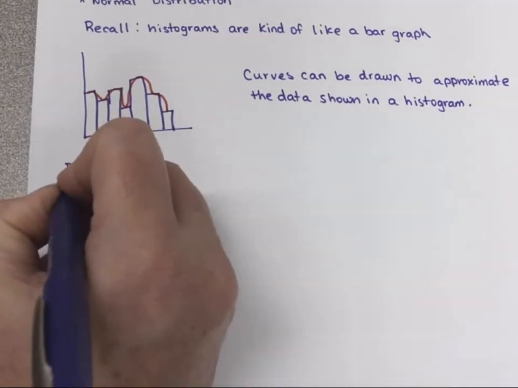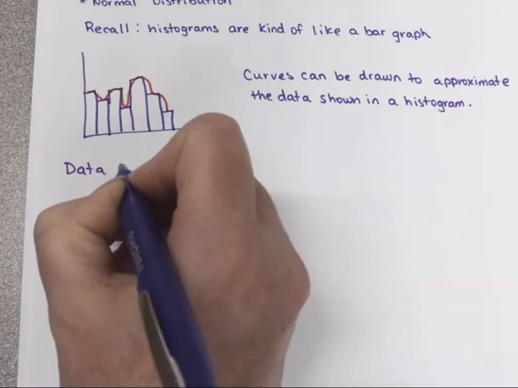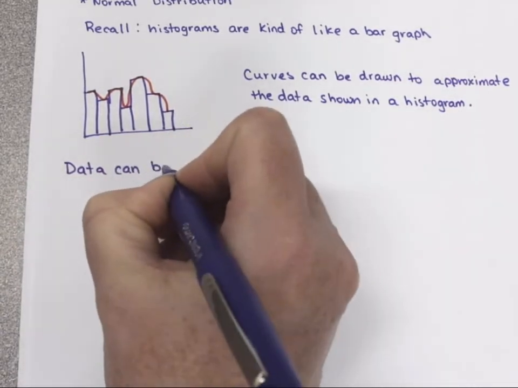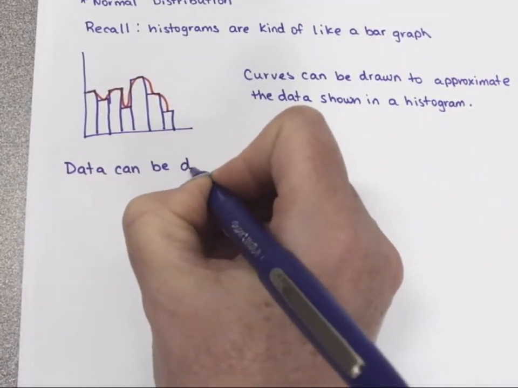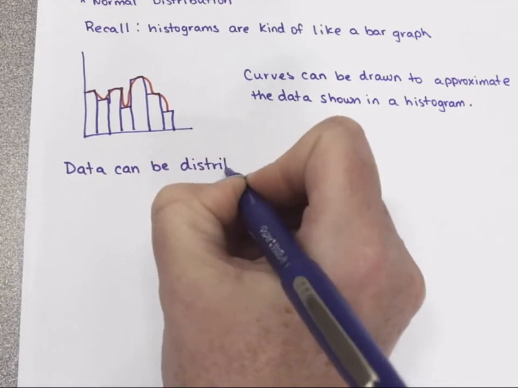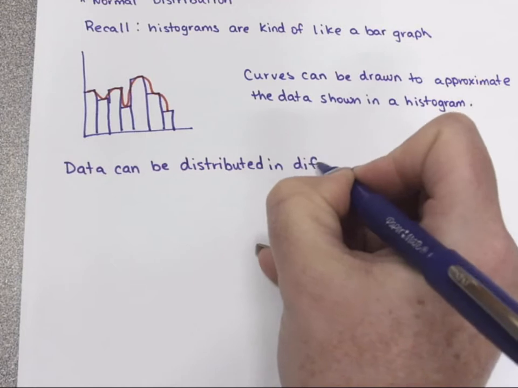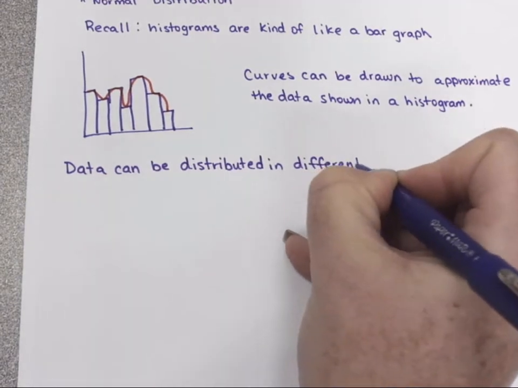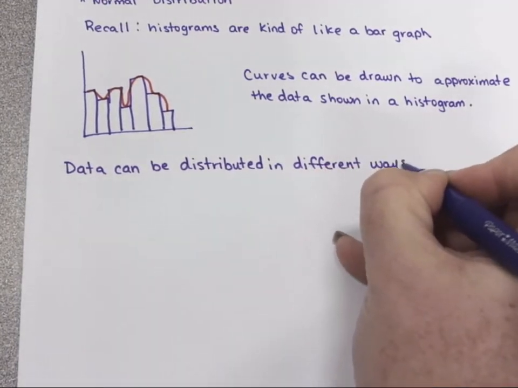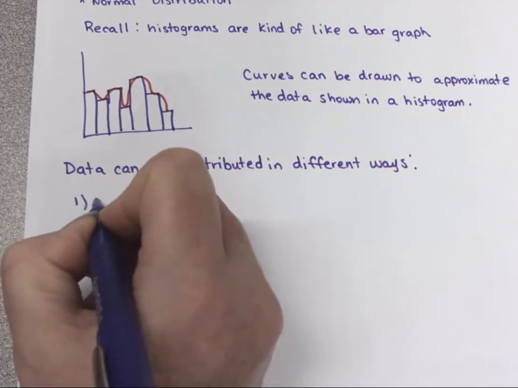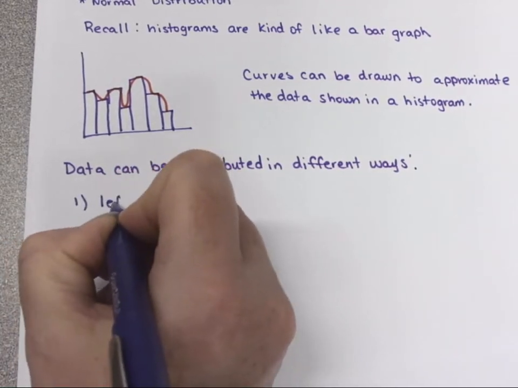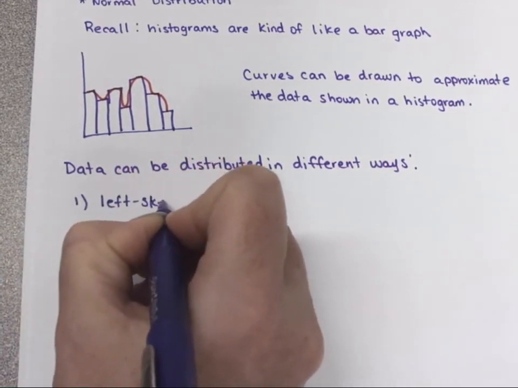So I think it's pretty clear. The one that I just showed you, the data doesn't really seem to have a pattern. So the data can be distributed very differently. So here is one type of data presentation we can have.